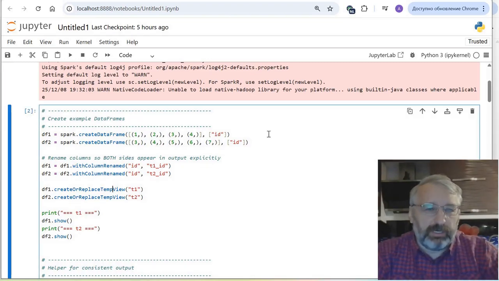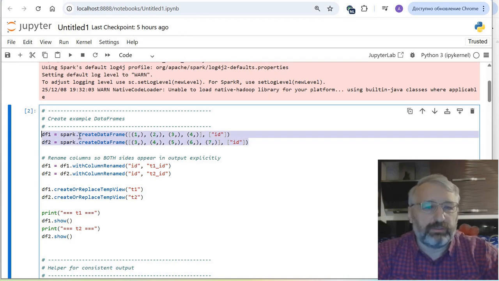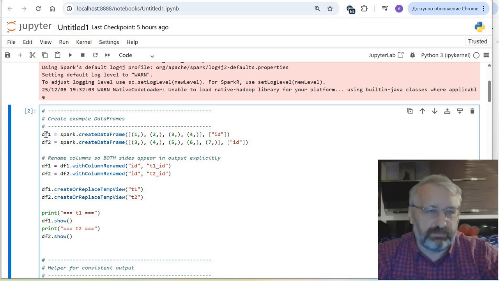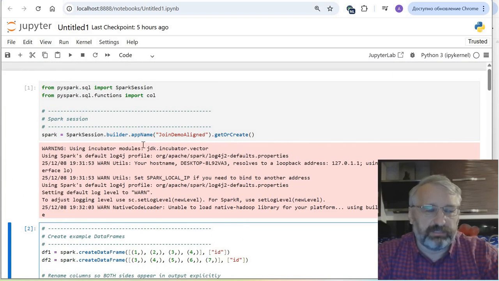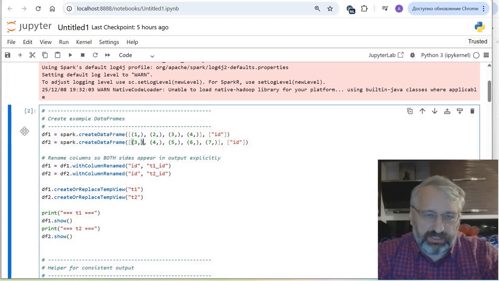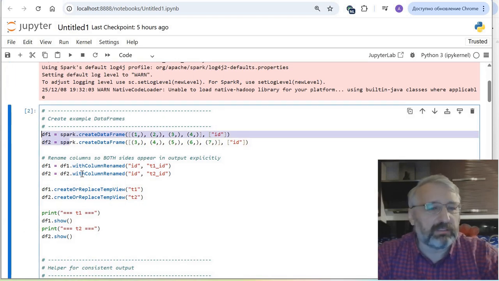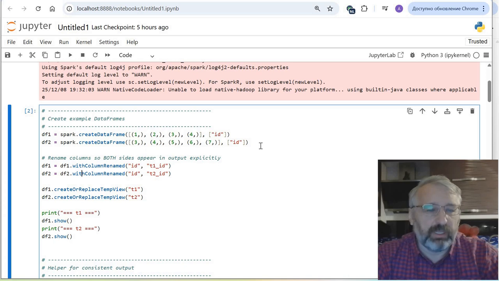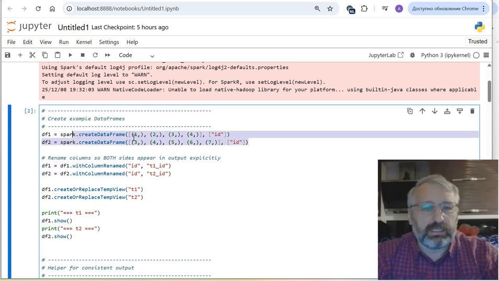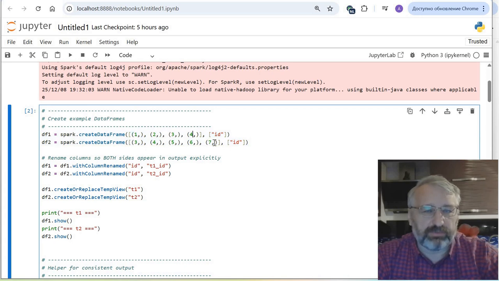This video is about joins in Spark. So we have these two data frames, which are in fact Spark frames made under a Spark session. They look similar to a data frame, but they are working under Spark. They contain numbers, the first from 1 to 4 and the second from 3 to 7, and we are going to demonstrate various join types with them.